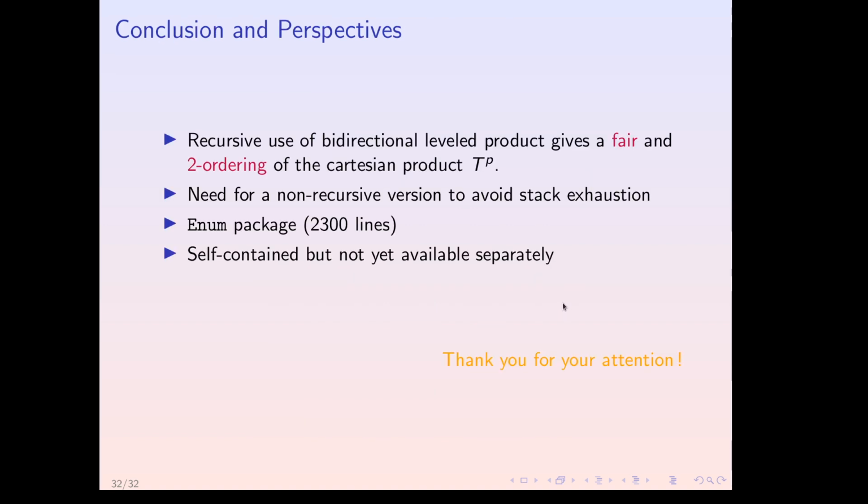So this is the end. We have reached our aim to have a 2-ordering of the Cartesian product using recursive use of the bidirectional level product. Now we need a non-recursive version to avoid stack exhaustion. The enum package is now about 2,300 lines. It's still self-contained but not yet available separately.